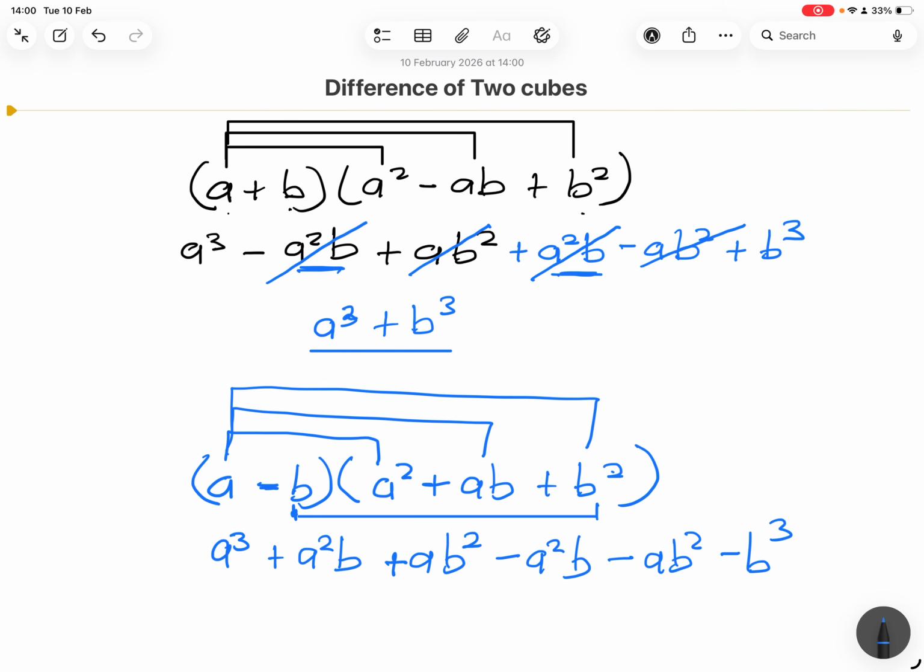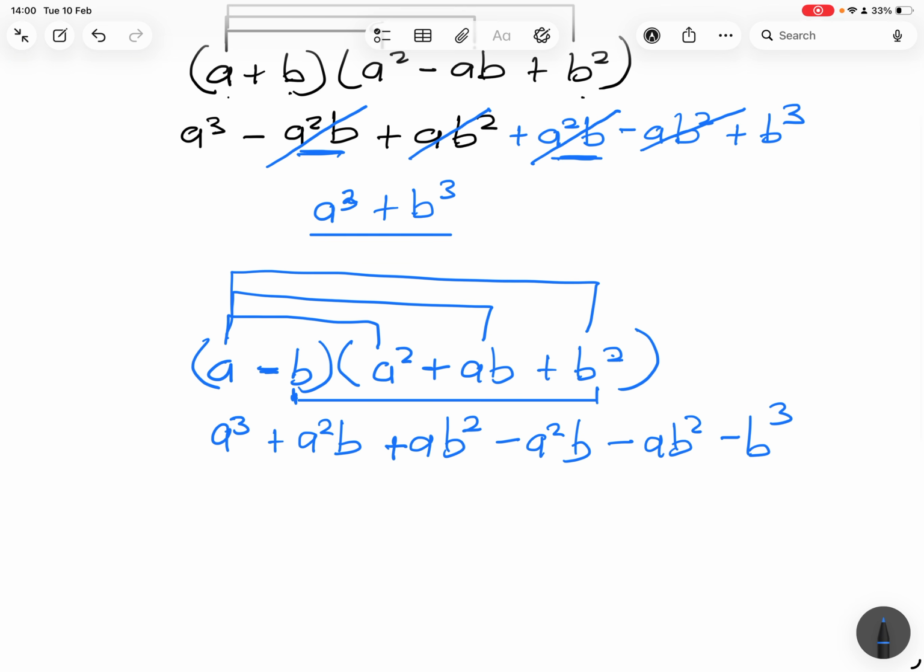Once again, ladies and gents, what happens? I've got a cubed when I simplify. Now, where are my like terms? They're going to cancel each other out. And of course, that's also going to cancel the other. So I'm left with a cubed minus b cubed. Notice I now have the difference of cubes.